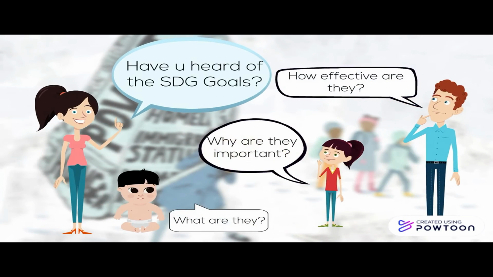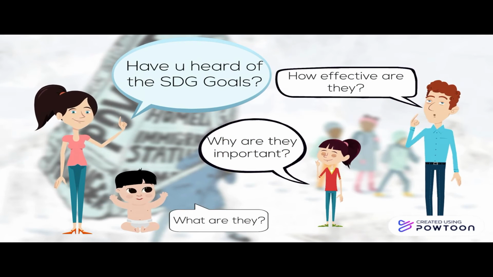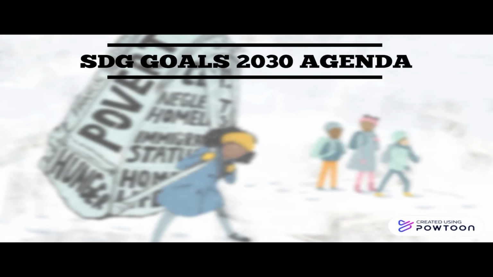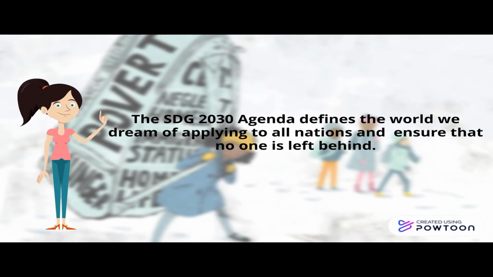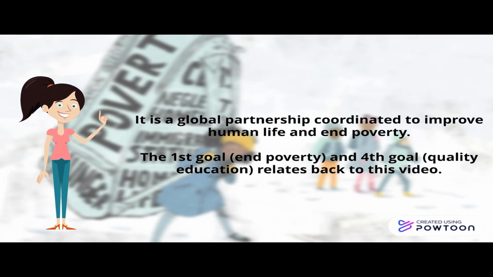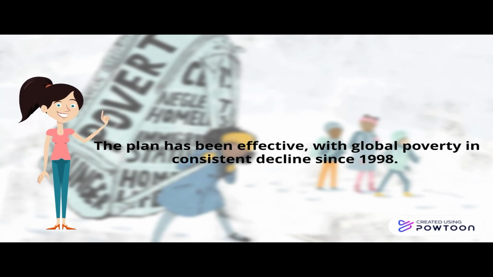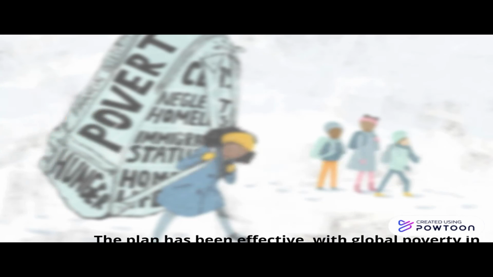Another way poverty is being reduced is using the SDG goals. The SDG 2030 agenda cites will ensure that all nations will prosper, none left behind. It is a global partnership coordinated to improve human life and eradicate poverty. The first SDG goal is to eradicate poverty. The fourth is to provide quality education for all.